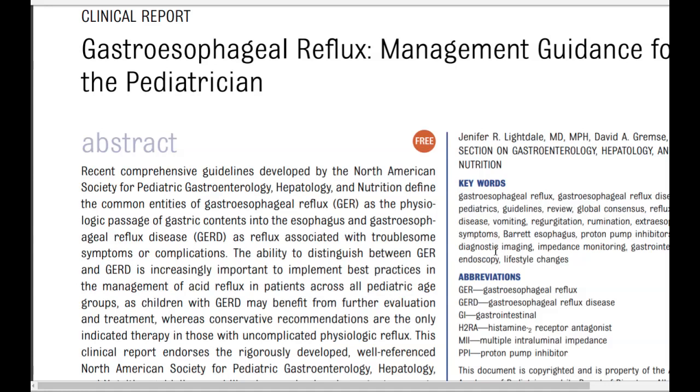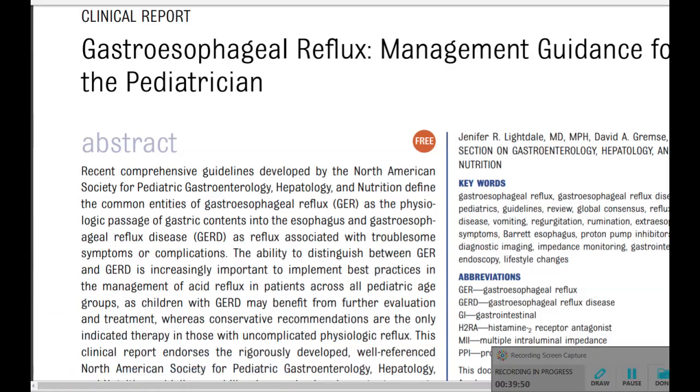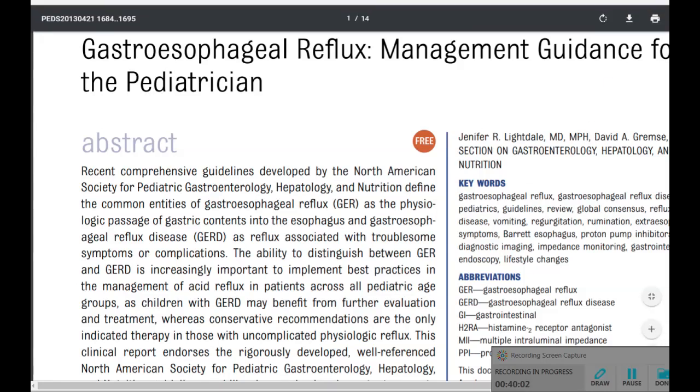and treatment, whereas conservative recommendations are the only indicated therapies in those with uncomplicated physiologic reflux. This clinical report endorses the rigorous, well-referenced guidelines.